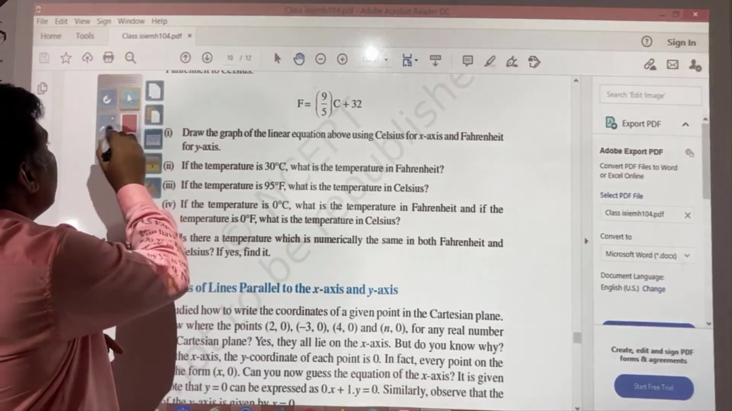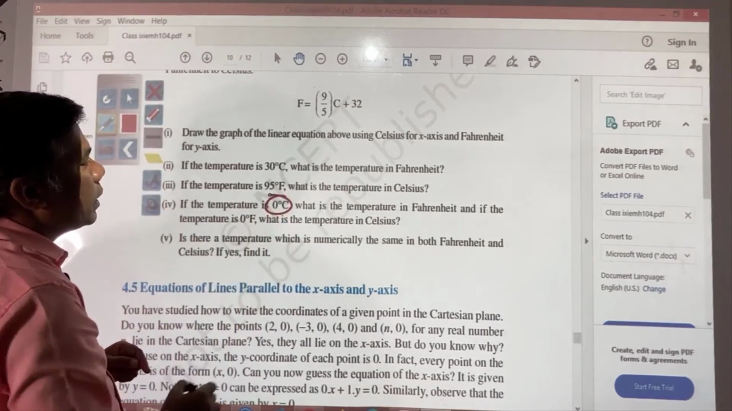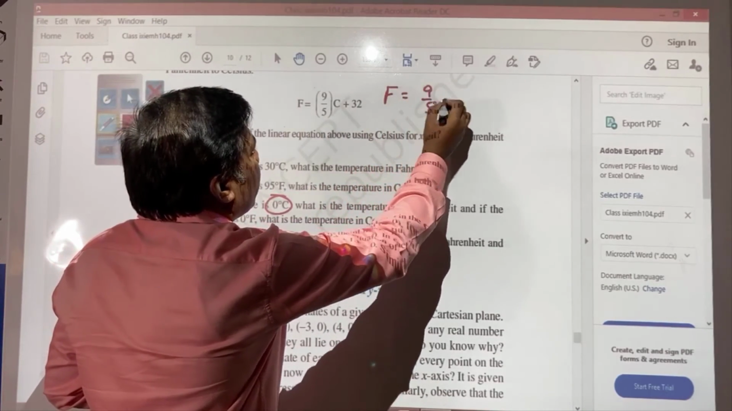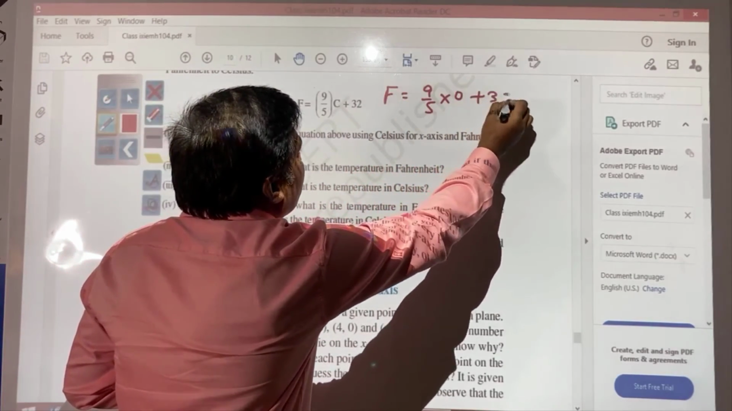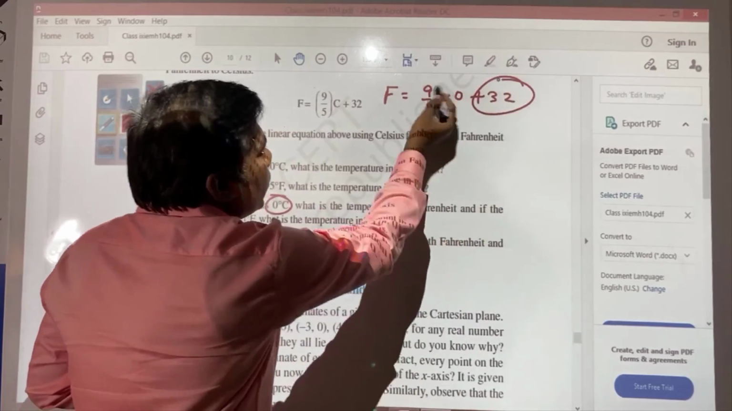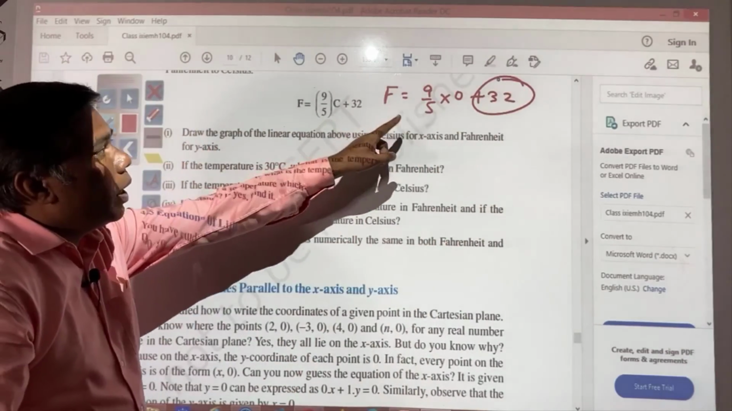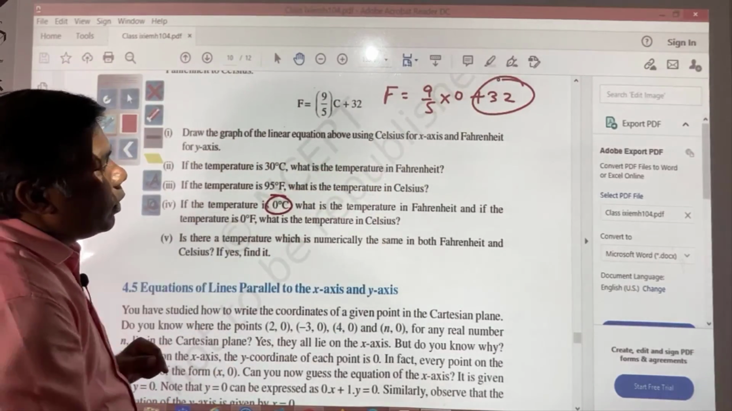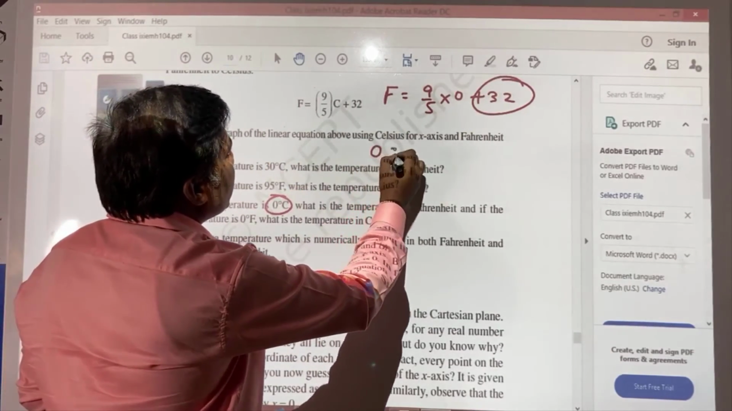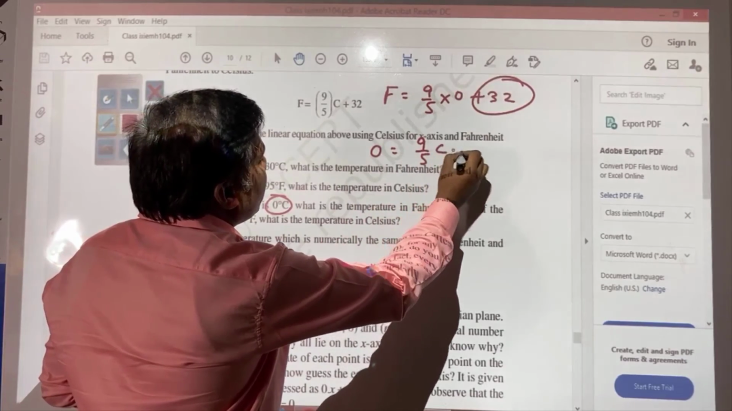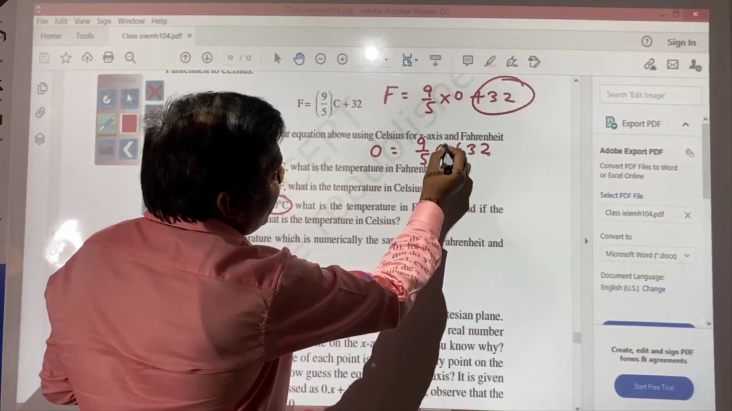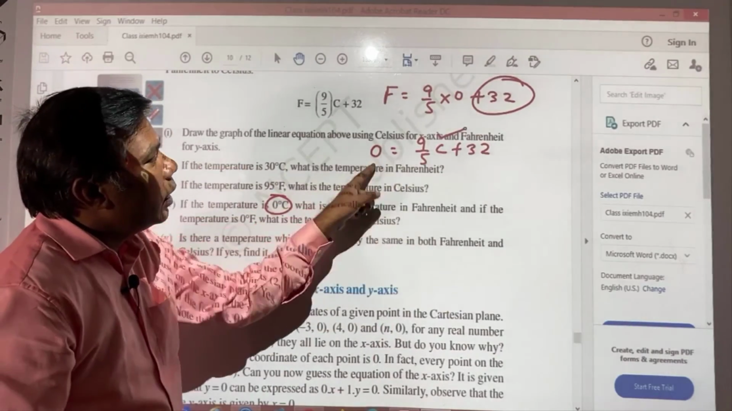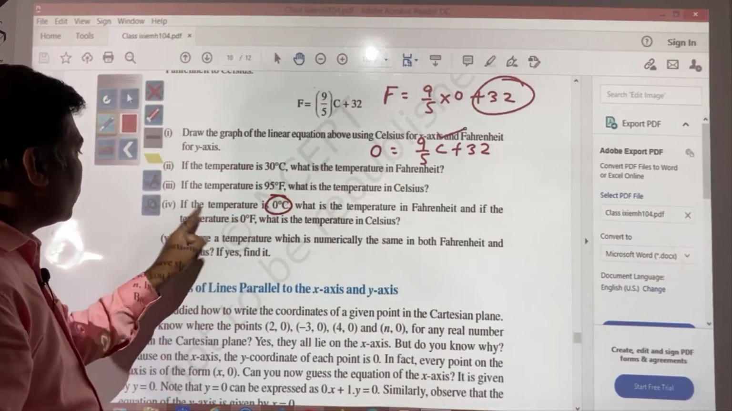Just use whatever has been given. Suppose 0 degrees Celsius is there. So here you write Fahrenheit is equal to 9 by 5 into 0 plus 32. What will you get? Only 32, because this will become 0. So Fahrenheit will be 32. When Fahrenheit is 0, in this case 0 is equal to 9 by 5C plus 32. This you simplify, and you will get C for this question.